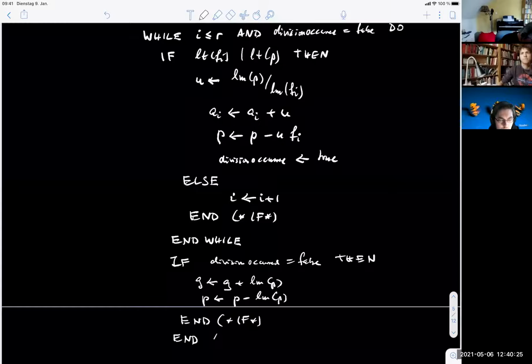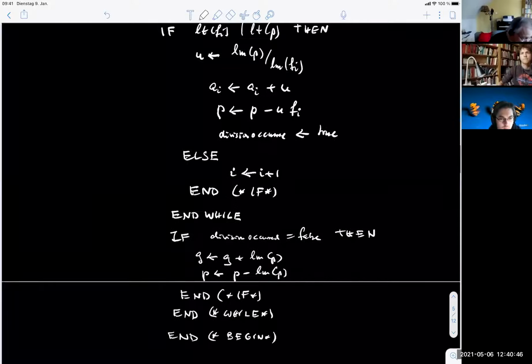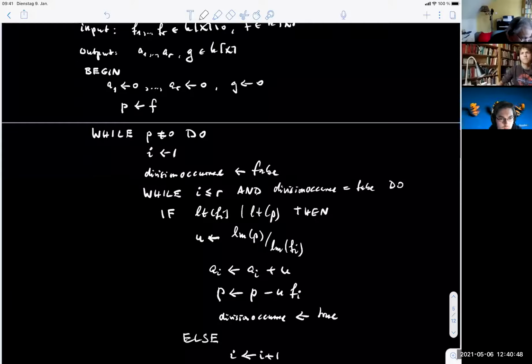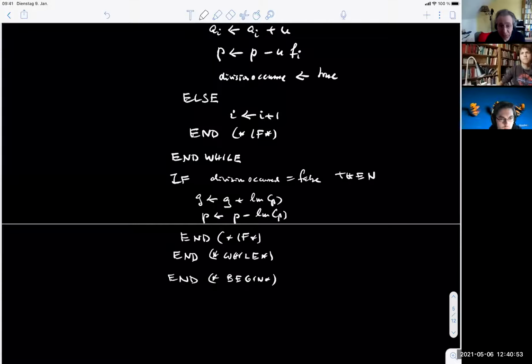If you do programming, then it will be easy to convert this into an actual program. I didn't say what I mean by the output, I'm not very formal, but I think it should be clear. The output is the Ai's and the G. When the program stops, these are the values that I have when I finish.